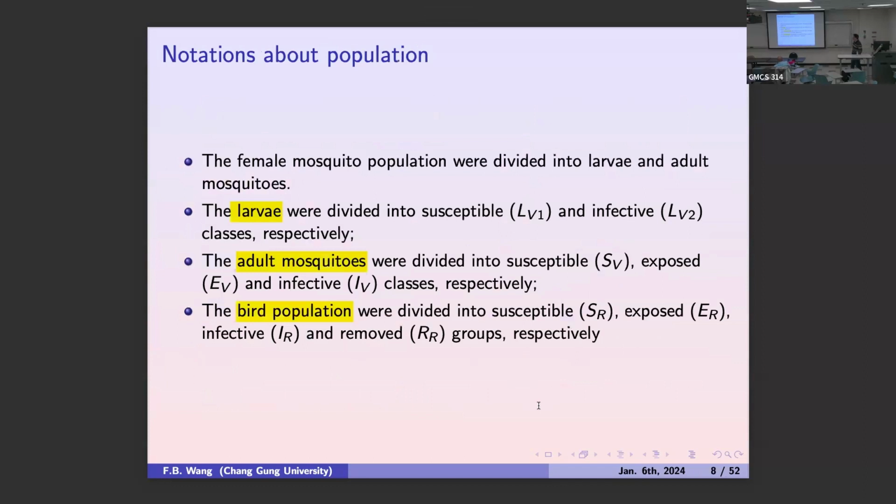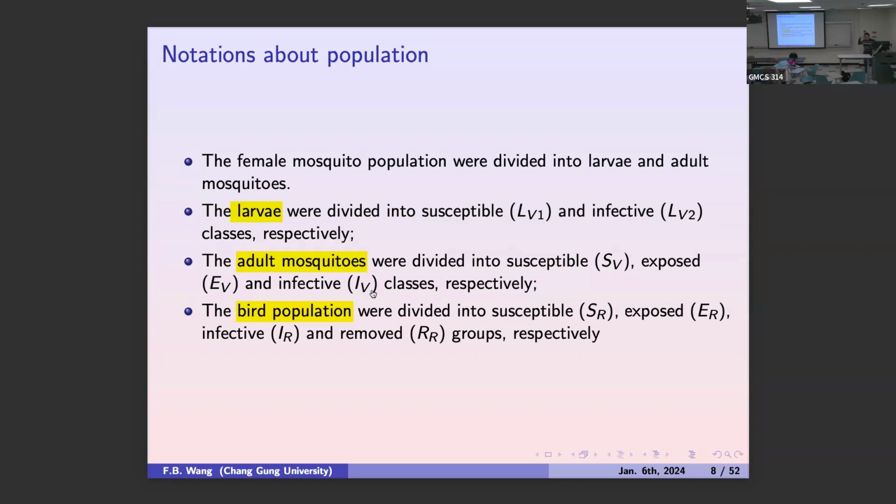Let me introduce some notation. First, the female mosquito population will be divided into larvae and adult mosquitoes. The larvae is L. Because we want to discuss vertical transmission, for the larvae we have susceptible larvae and infected larvae. Infected larvae come from their parents. And the adult mosquitoes are divided into susceptible and infected.